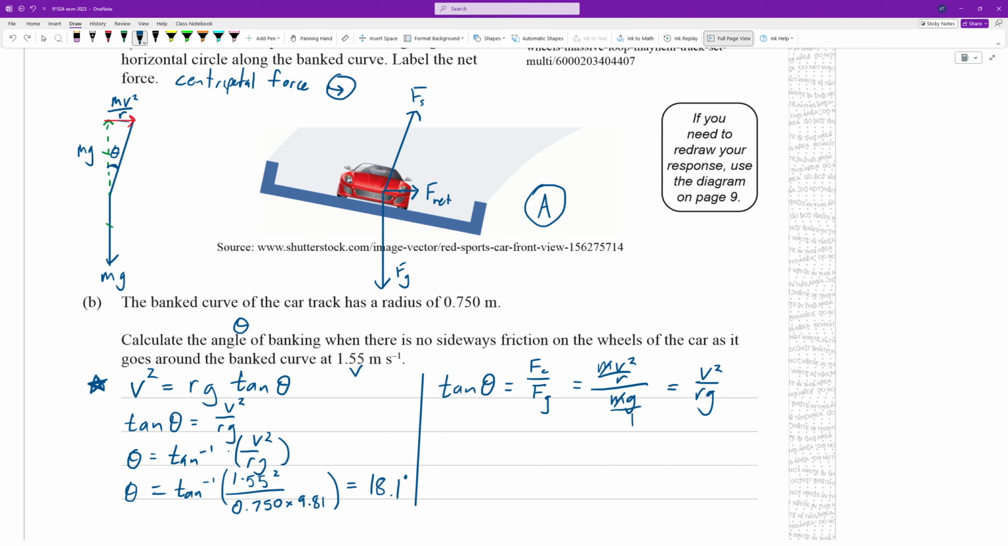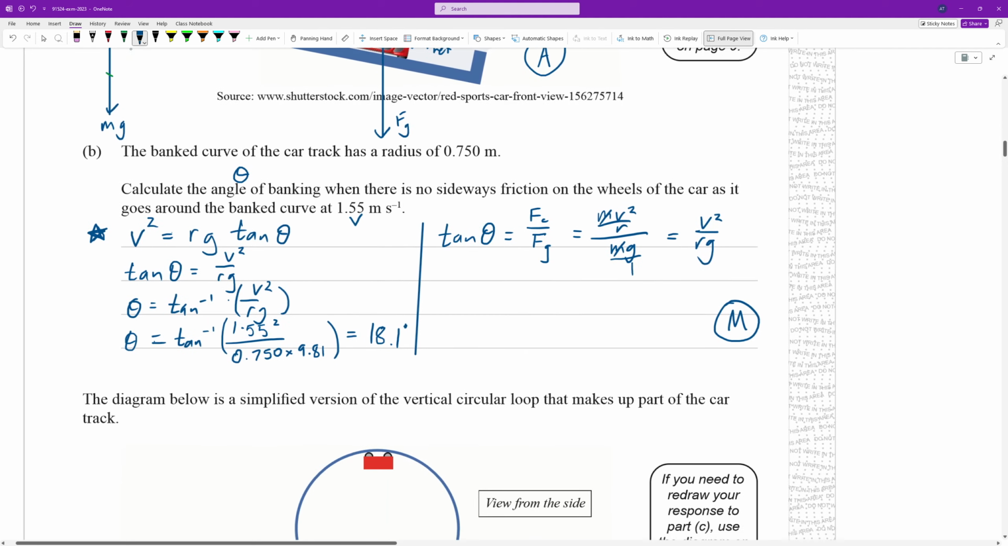So for this question, you are welcome to just state the bank speed and angle equation if you know it. If you don't, you just derive it from this right angled triangle where the opposite is centripetal force, the adjacent is the weight force, tan of the angle equals opposite over adjacent. And that is a merit question, right? The excellence version of this question would ask you to derive the equation. So you do need to know where it comes from.